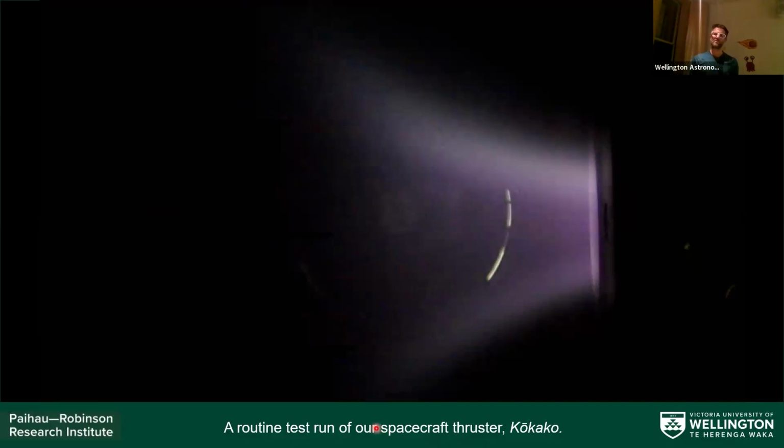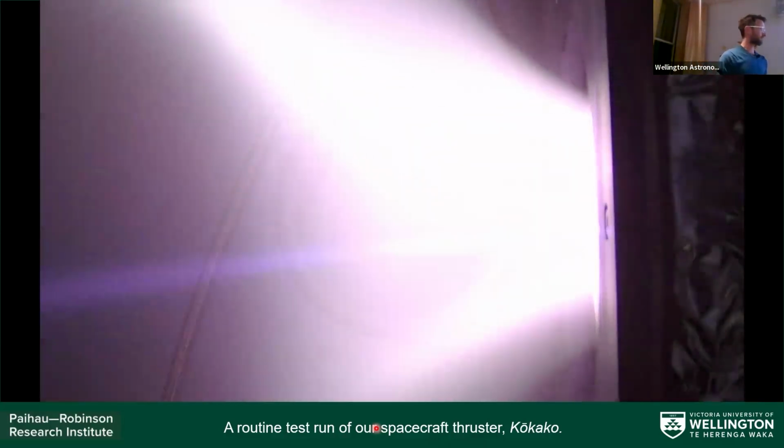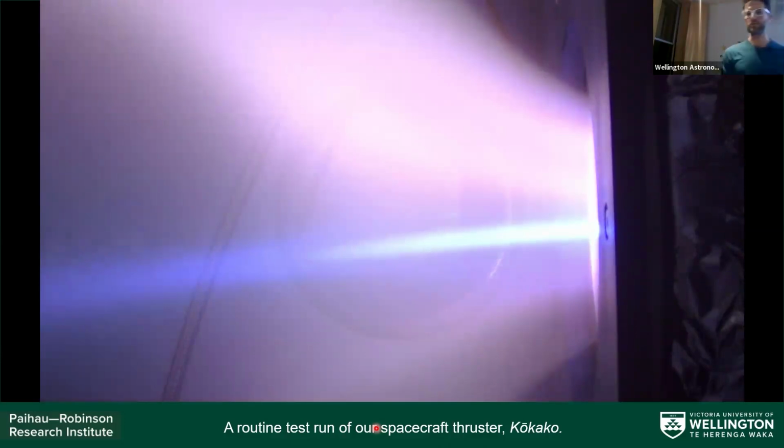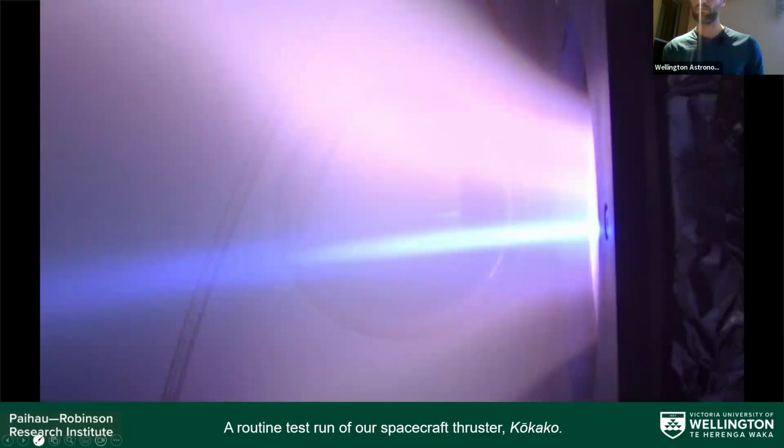So this is where I think we've come in, looking at next generation improved spacecraft propulsion systems, and specifically how superconductors can do this. What's shown here is a test of our spacecraft thruster in our lab.